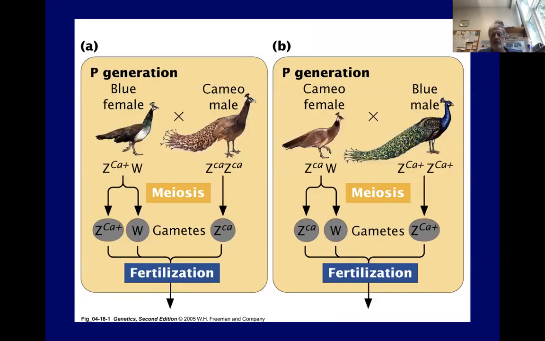And let's look at a similar thing with birds. So you're looking at peafowl, where Z^CA plus is for blue, and it is dominant, and Z^CA is for cameo, or I guess a brown, which is recessive, although the blue doesn't show up in the peahens, only in the peacocks. So here we take a blue female and cross her with a cameo male, and then reciprocally, a cameo female and cross her with a blue male.